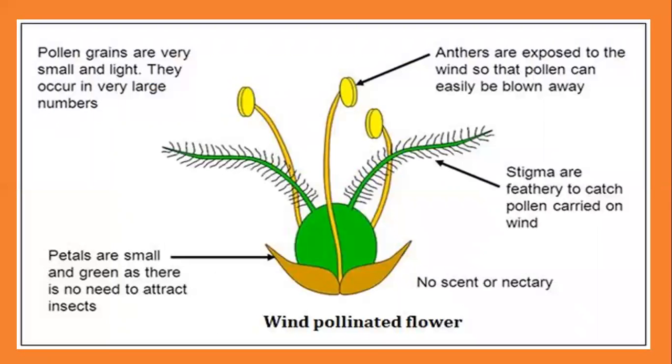For wind-pollinated flowers, the pollen grains are very small and light. They occur in very large numbers. The anthers are exposed to the wind so that pollen can easily be blown away. Stigmas are feathery to catch pollen carried in the wind. The petals are small and green as there is no need to attract the insects. They don't have any scent or nectar.